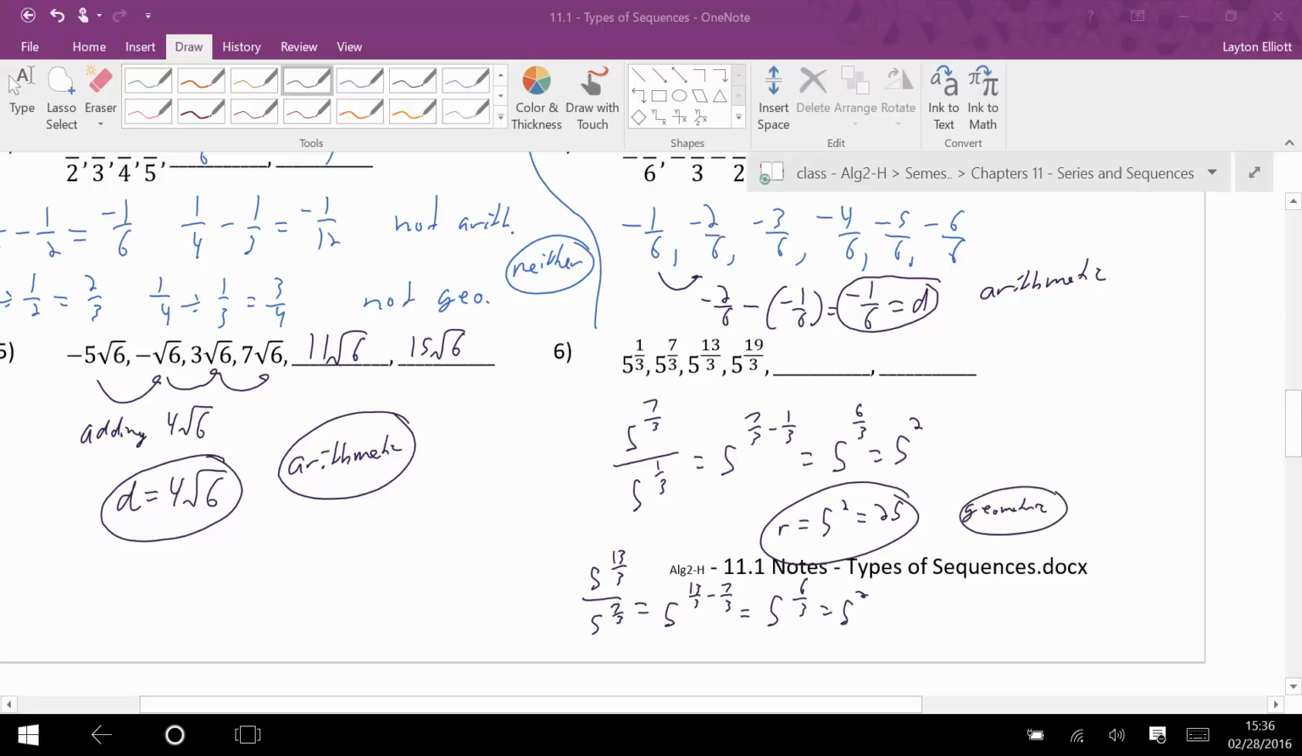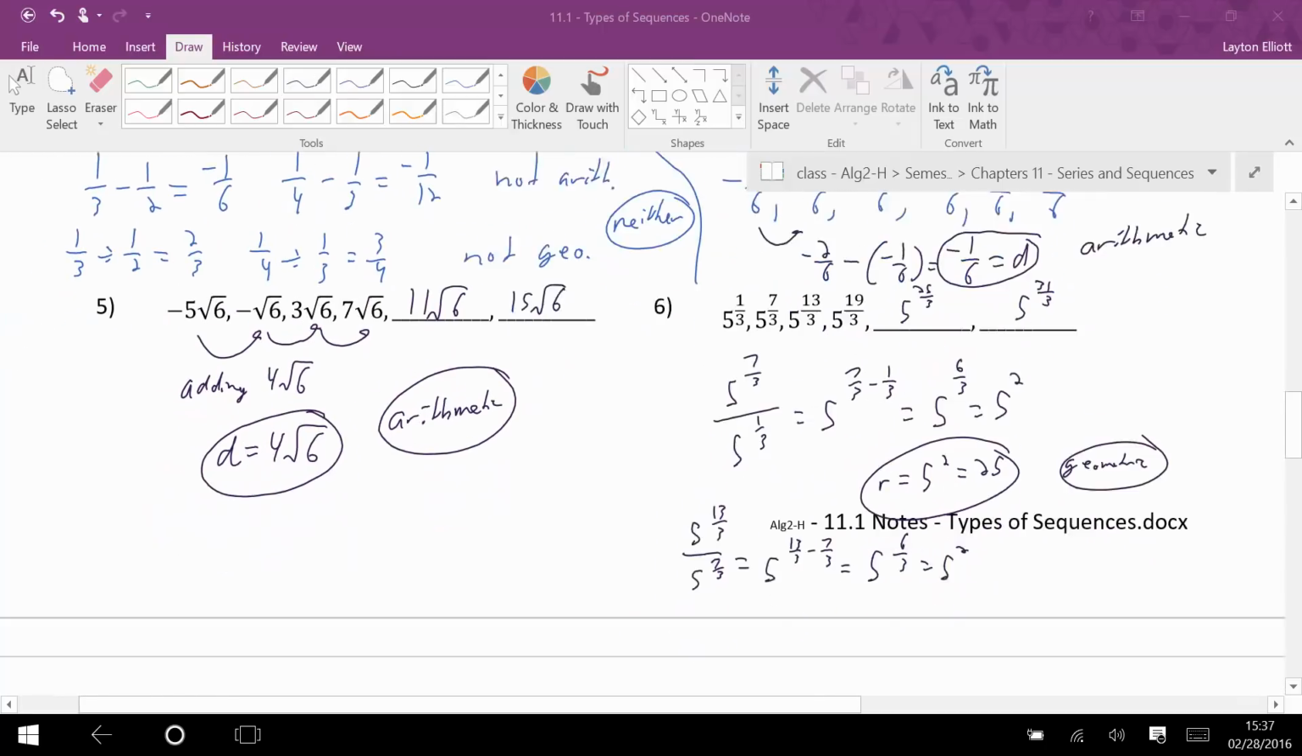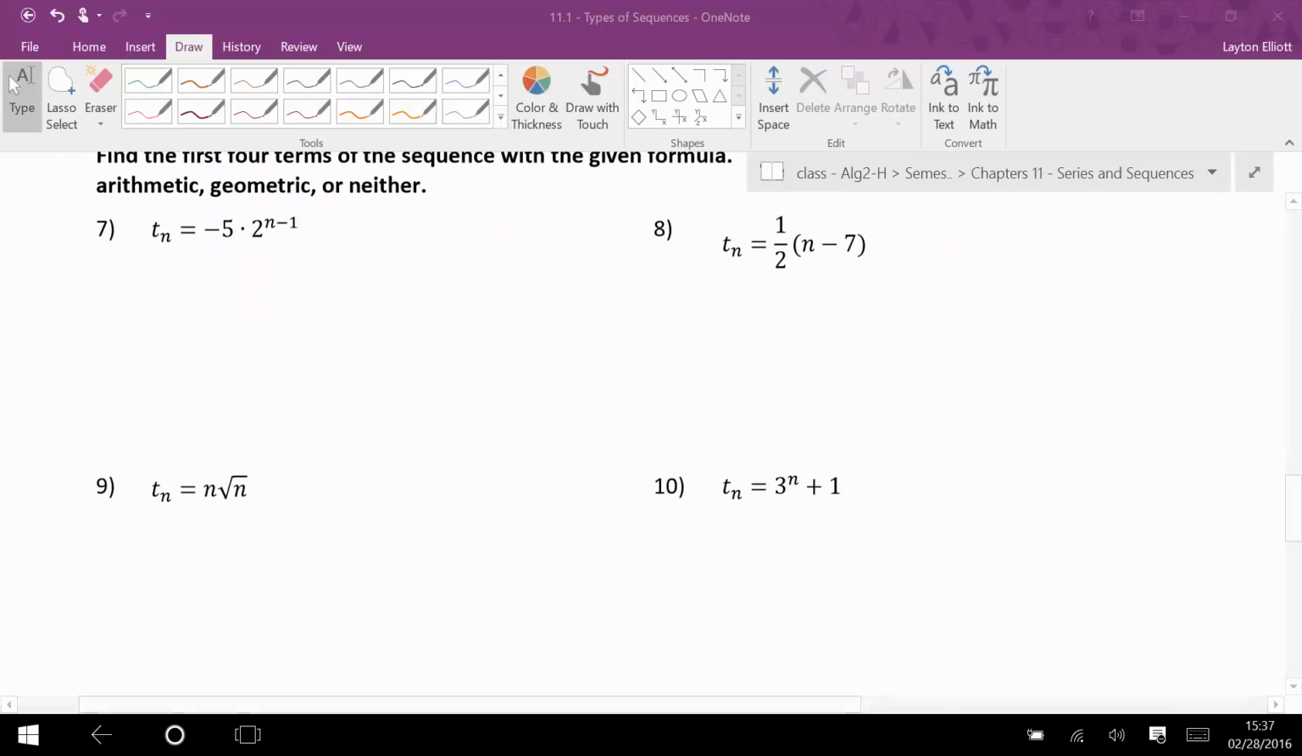Now, that was probably harder than actually figuring out what the pattern is of the exponents, because clearly we're adding 6 thirds every time. So this would be 5 to the 25 thirds, and then this would be 5 to the 31 thirds. So, okay, let's flip it around to the back.